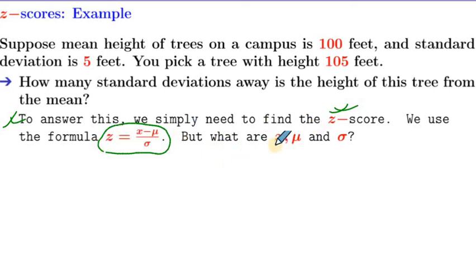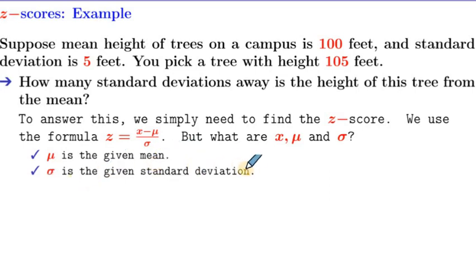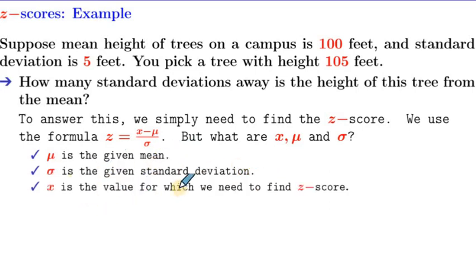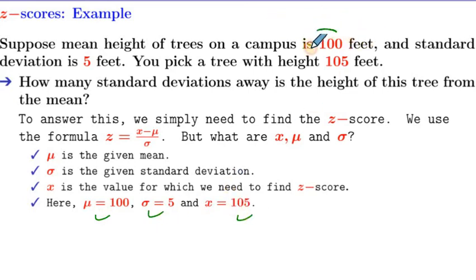Our x, mean, and sigma are given in the question. The mean is the given mean, sigma is the given standard deviation, and x is the value for which we need to find the Z-score. So here our mu is 100, our sigma is 5, and our x is 105. We got these numbers from here.